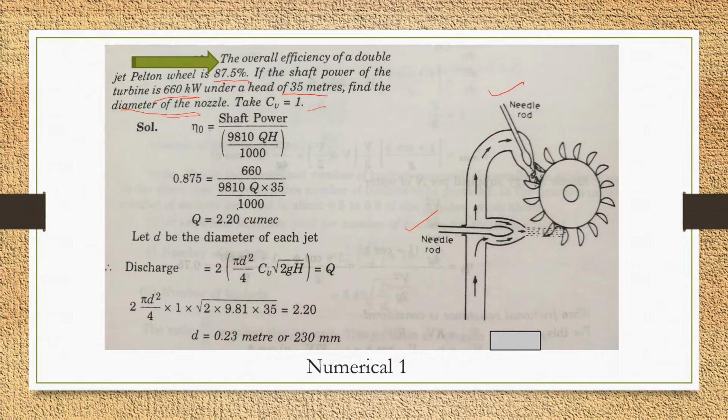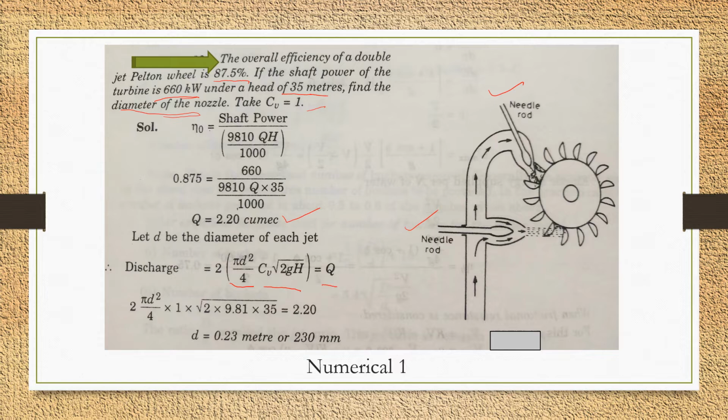So what is the formula we have seen just now is efficiency, overall efficiency, shaft power upon runner power. In this, if I substitute all the values, I get the value of Q as 2.2 Qmax. Now, if small d is the diameter of the jet, we have got two jets. So we will say the discharge is 2 times area into velocity. Area is pi d square by 4 and the velocity is Cv root 2gH. So this is the total discharge, that is Q.